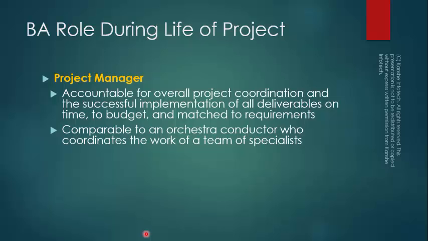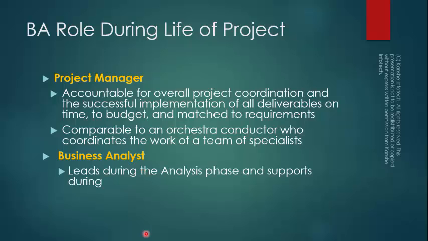So basically, BA is doing what? He is being the orchestra conductor, in other words, coordinating the work of all the different specialists who are involved in the project team. For example, the developers, the testers, and so on. And of course, BA is also acting as a business analyst. So he's basically obtaining the requirements, analyzing them, and leading the analysis and doing the planning for the project.